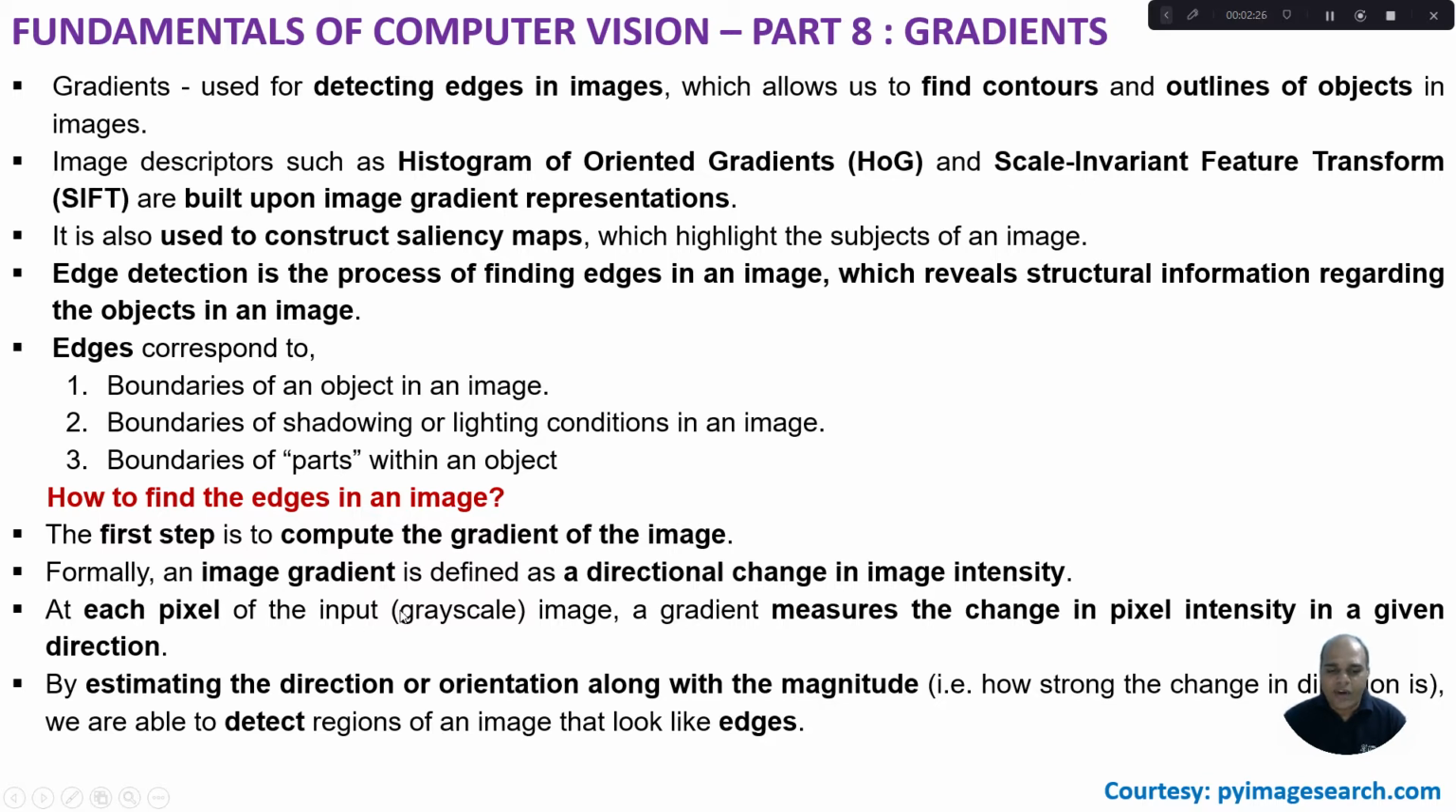An image gradient is formally defined as a directional change in image intensity. At each pixel of an input, a gradient measures the change in pixel intensity in a given direction. For each and every pixel in an image, we try to see along the x direction what is the change in intensity, and along the y direction what is the change in intensity. So that is what we try to do in computing the gradients. We can also find the direction of the change in intensity. One parameter is how much variation there is in the pixel intensity, so what is the strength of variation. Another is the orientation, the direction of variation. That can also be computed using this gradient computation.